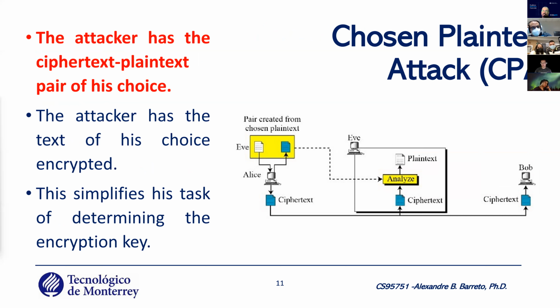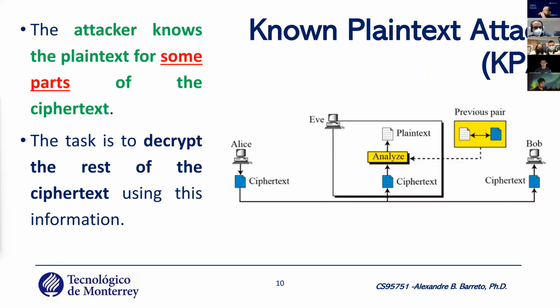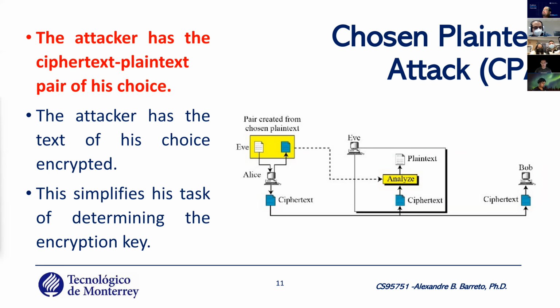Chosen plaintext attack. Again, in this type of attack, the attacker has the ciphertext and plain text. It's very similar to the last one. The main difference is that in this case you have access to the cipher machine.